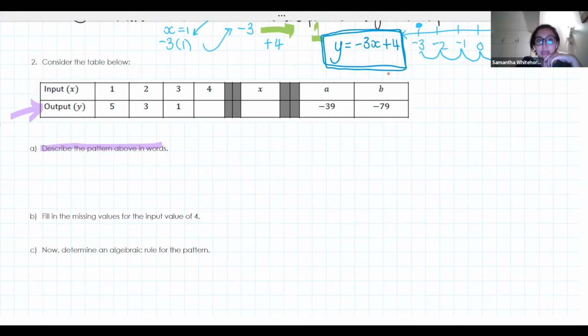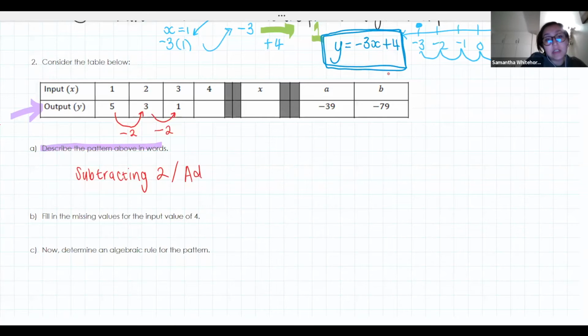Good, grade 8s, well done. So either you're saying you're adding -2 or you're subtracting 2. I really don't mind. We can see that because from 5 to 3, we subtract 2 or we add -2. From 3 to 1, we subtract 2. So if we wanted to describe this pattern in words, we are subtracting 2 or, like I say, adding -2. Both are absolutely fine. I say subtracting 2, but adding -2 is absolutely fine, perfectly correct.